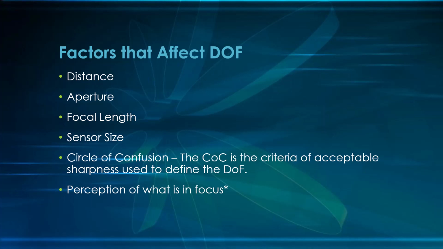And then perception of what is in focus. So there are different things that affect this. Circle of confusion is related to the perception of what is focused, because circle of confusion tries to make a more objective view of what is in focus, or a more standard view of what is in focus, at least as far as calculations go.